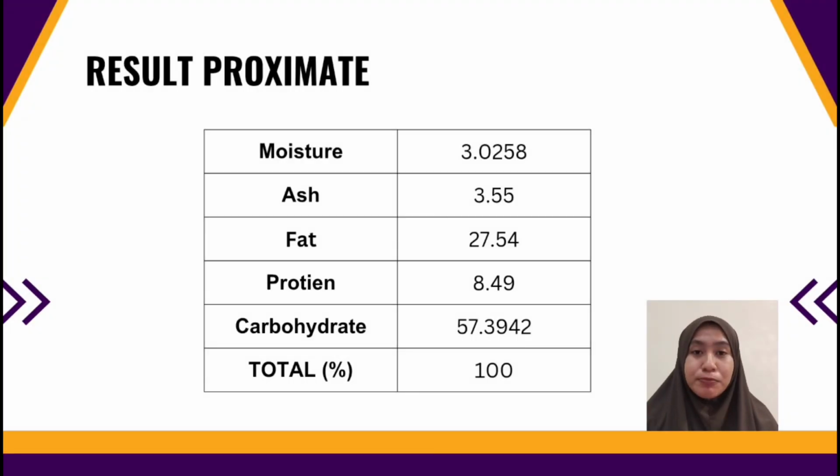Now the result of proximate analysis. The sample contained 3.03% moisture, 3.55% ash, 27.50% fat, 8.49% protein, and 57.39% carbohydrate. The total is 100%. From the result, we can see that the highest component is carbohydrate, followed by fat, while moisture and ash have the lowest amount.